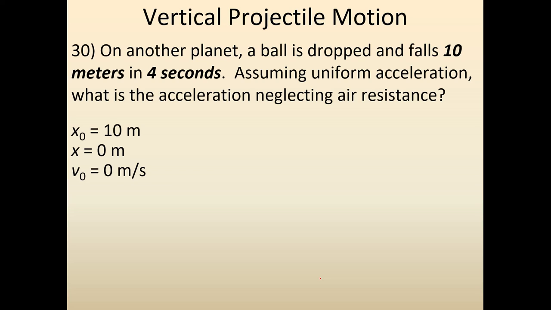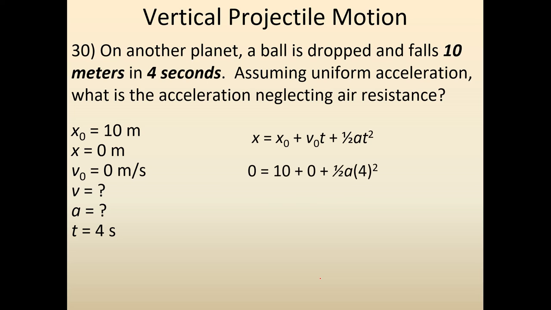Because it was dropped, the initial velocity is 0. I don't know what the final velocity is. I don't know what the acceleration is, but I do know the total time is 4 seconds. So based off of this, very clearly I can do the annoying x, plug my numbers in, and end up getting that the acceleration is, I didn't put it here, but it's negative 1.25 meters per second squared because it's going downwards.